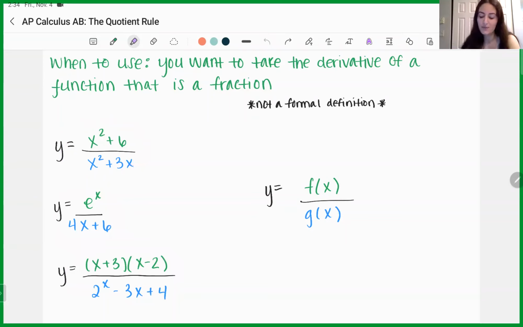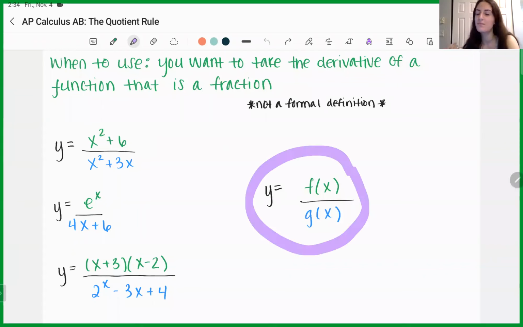And so what I have in green here, this isn't a very technical way to phrase it, but hopefully it is easy to understand for you. So whenever you have a function where you have some f of x expression on the top and then some g of x expression on the bottom, that's going to be your sign that you want to use the quotient rule. So that is what you look for when you're figuring out which rule to use.